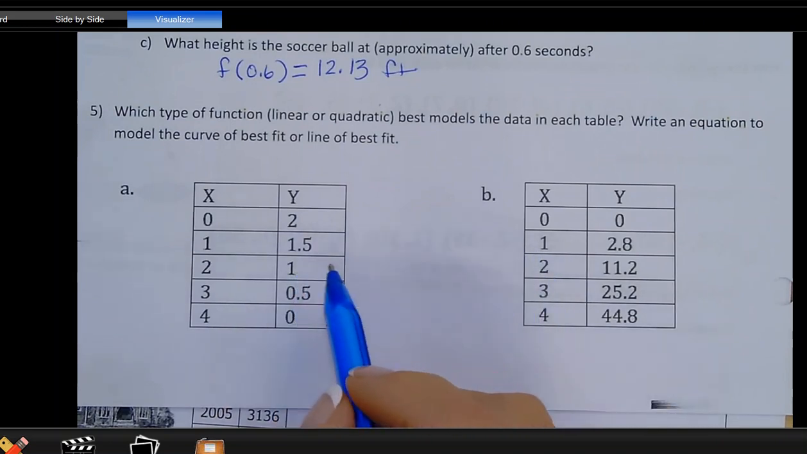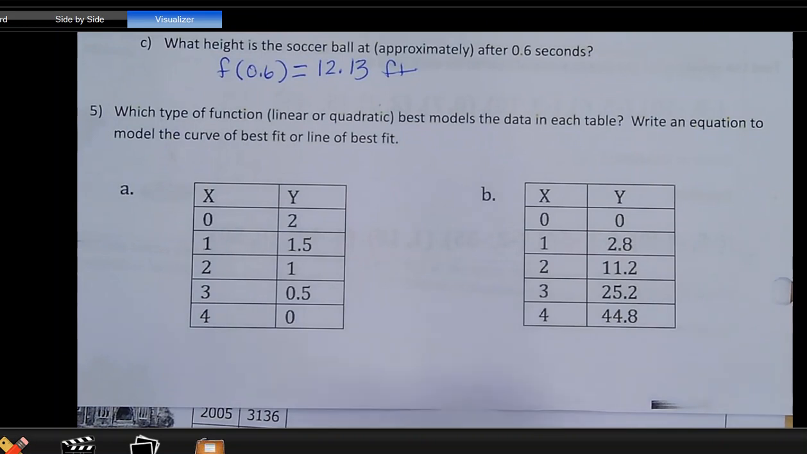Again, if you didn't already do the very last one, go ahead and enter these two tables in one at a time. Look at what the data looks like and try to decide whether you think it's going to be a line or a curve. And then once you decide that, go ahead and enter in the equation, figure it out. So I'm going to go to Desmos with just part A here.